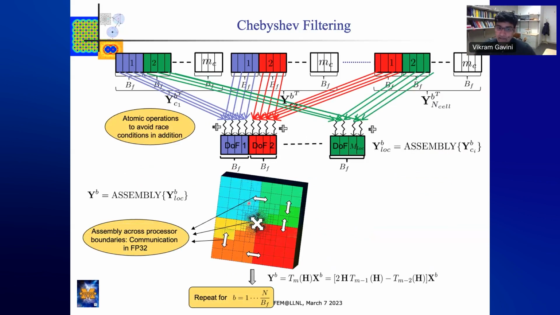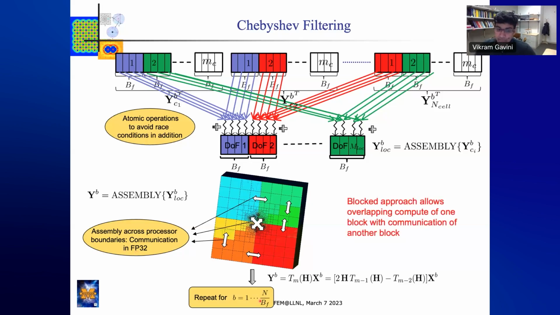And then there is another assembly operation that happens across the partition boundaries. But typically, the number of nodes that are on the partition boundaries are far fewer compared to the number of nodes in each of the partitions. So here is where we also use a mixed precision strategy, where the communication that is required to do this inter-partition assembly is done in single precision, FP32, as opposed to all the calculations which are done in FP64.